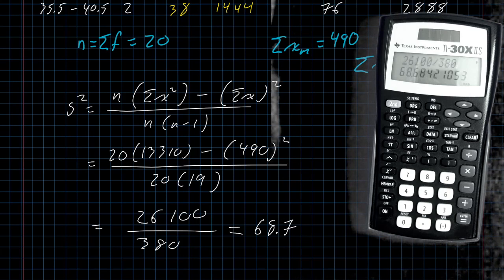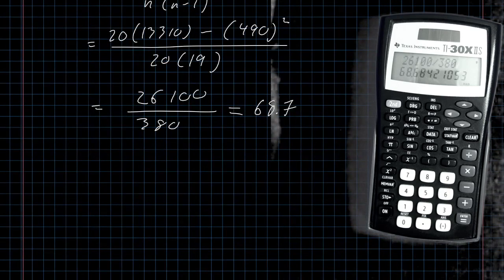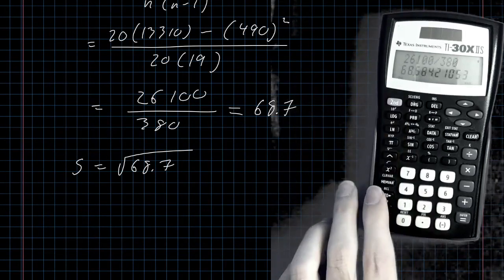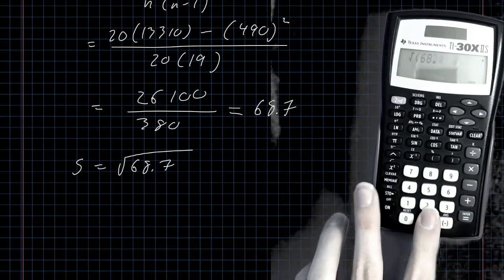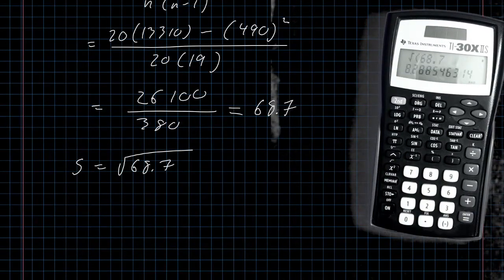All right. And then last step, once we have the variance, the standard deviation is the square root of that, and the square root of 68.7 is something in the ballpark of 8.3.